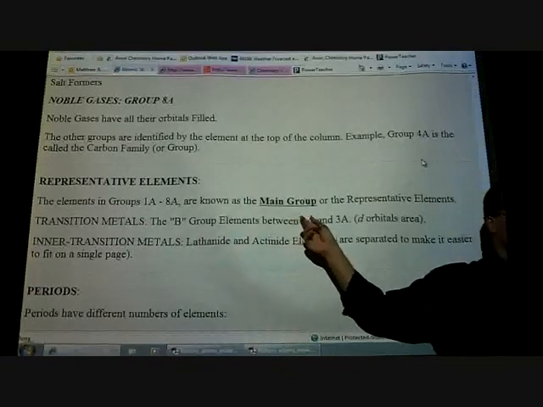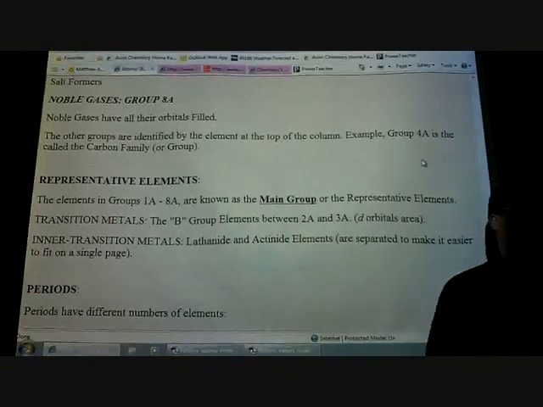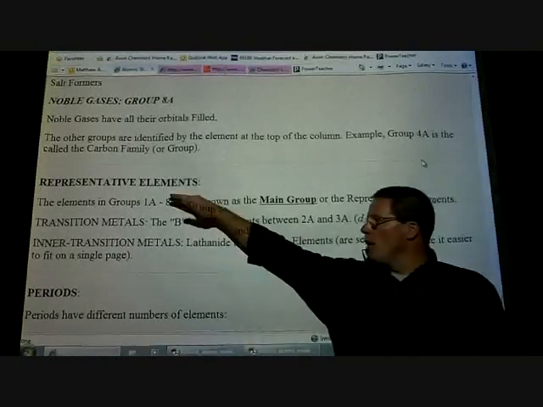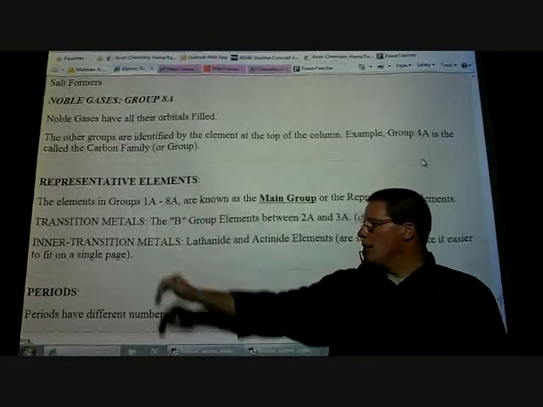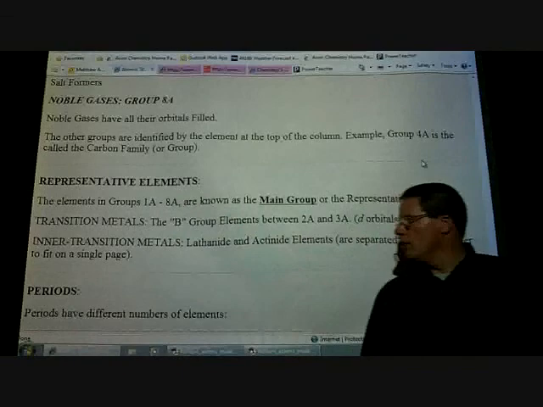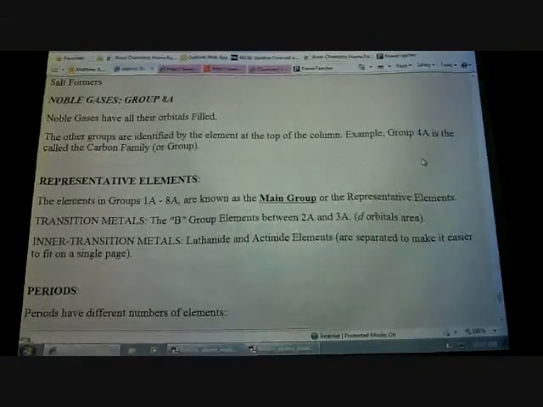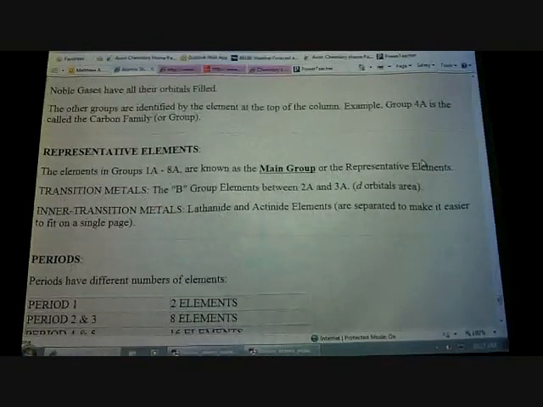Talked about the representative elements, so go ahead and grab that blank. So your representative elements, the transition metals, and the inner transition, I pointed those out. 33, 15. And we're almost done here.